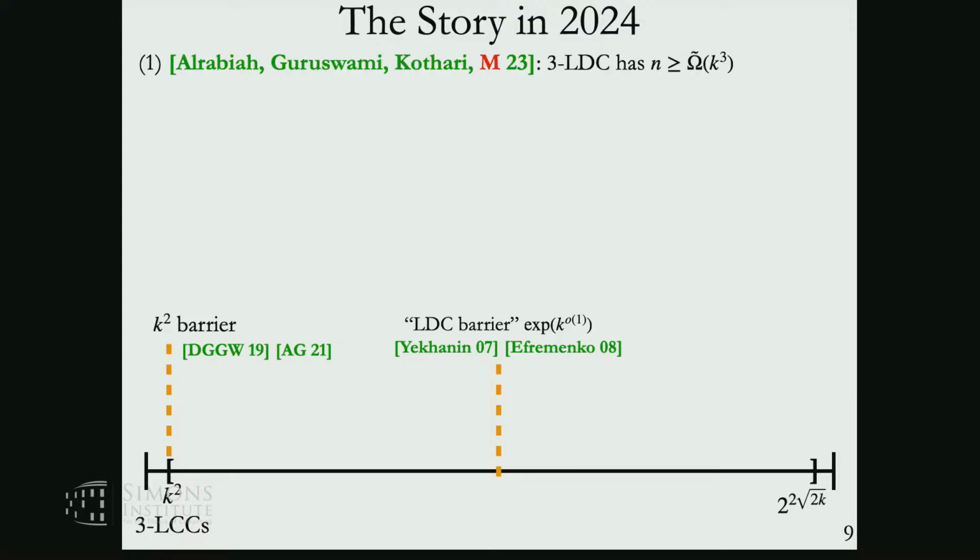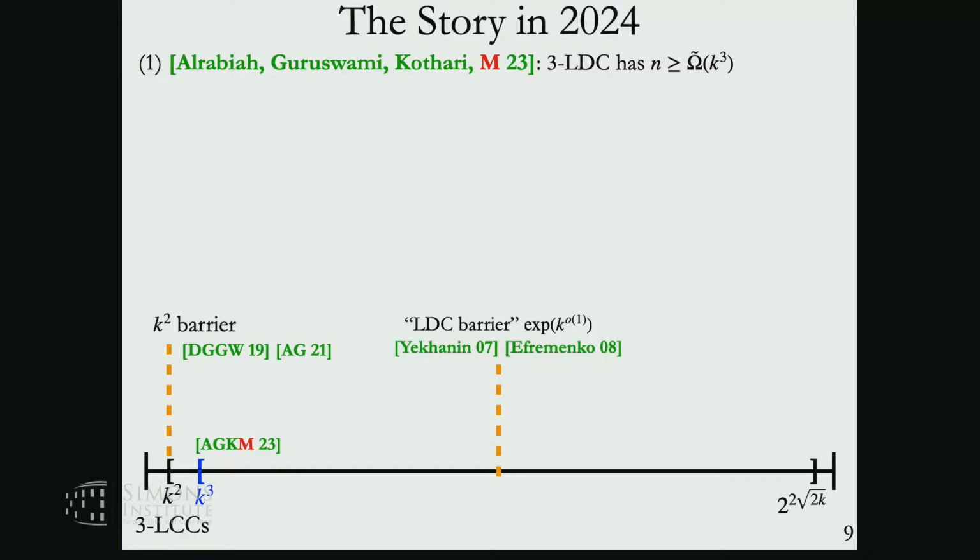So in a first work with Omar, who is, there he is, hello, and Venkat, Venkat's over there, hi Venkat, and Pravesh and myself, we showed that 3-query locally decodable codes have a block length that's k-cubed. So in particular, this is above this k-squared. And this is a modest improvement. At least we got past k-squared, but we're still pretty far from this upper bound, and we're in particular not even close to this LDC barrier either.